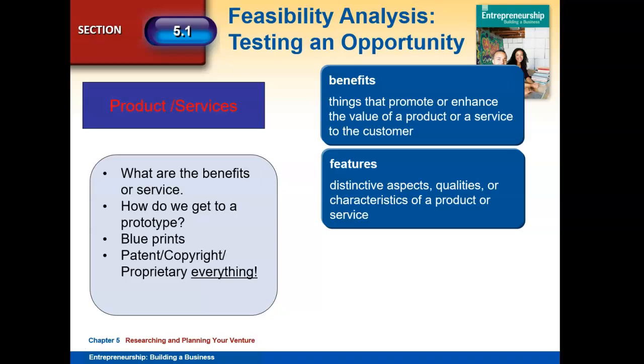So, how do we get to a prototype? Lots of times we have blueprints, patents, copyrights, and some form of proprietary knowledge. Proprietary knowledge is what we know. It's something that we can secure and lock down, and if someone else wants to use it, they have to pay us for it.